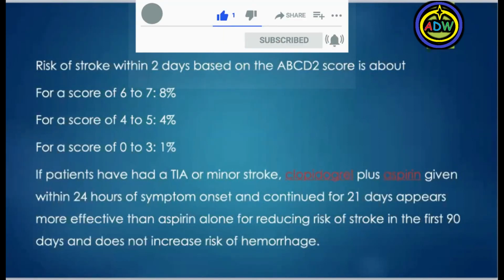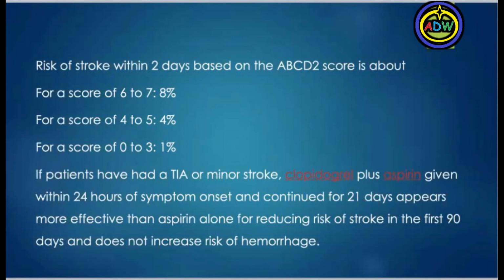So we give patients who had TIA, or transient ischemic attack, or minor stroke, dual therapy such as clopidogrel and aspirin within 24 hours of symptom onset, and we continue for 21 days because it is usually more effective than aspirin alone, and it reduces risk of stroke in the first 90 days, and it doesn't increase any risk of hemorrhage.